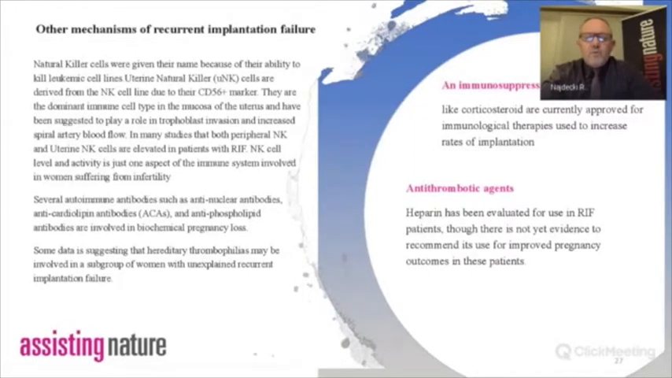What we have and what we use, of course, are immunosuppressive medicines like corticosteroids, which are currently approved for immunological therapies used to increase rates of implantation. Also, the antithrombotic agent heparin has been evaluated for use in recurrent implantation failure patients, though there is not yet evidence to recommend its use for improved pregnancy outcomes in these patients.